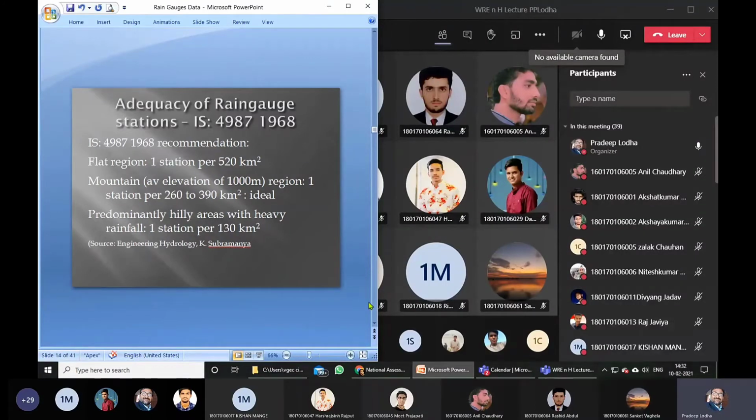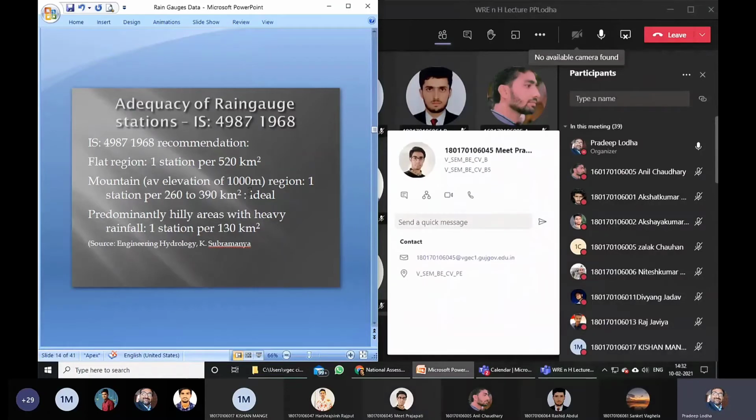These are the guidelines given in the IS code. And where there is heavy rainfall and hilly area, then it is just 130 square kilometers per station, or one station per 30 square kilometers. So these are the recommendations given by the IMD for the installation and number adequacy of rain gauges.